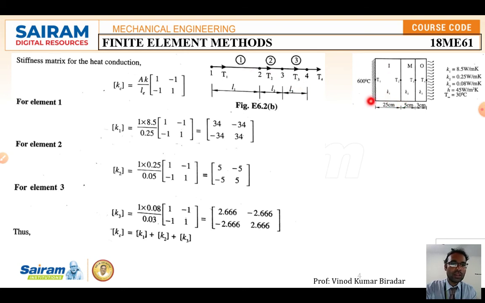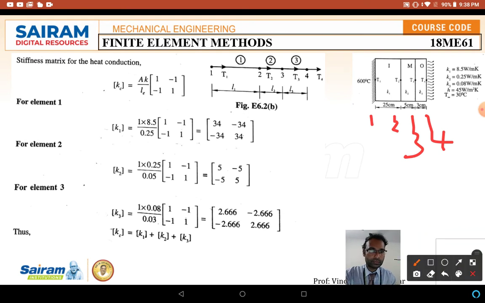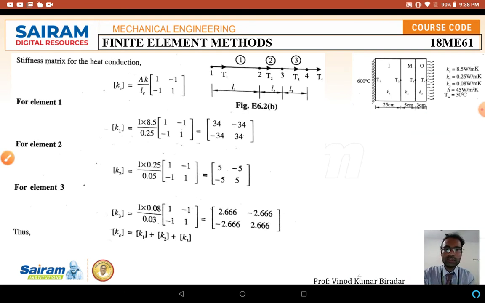So give the numbers 1, 2, 3. Otherwise, you write down here the node numbers. This point you give node number 1, this point you give node number 2, this point you give node number 3, and this point you give number 4. That you have to write here, that is the free body diagram, draw one line. T1, T2, T3, T4. So here T1 is given.